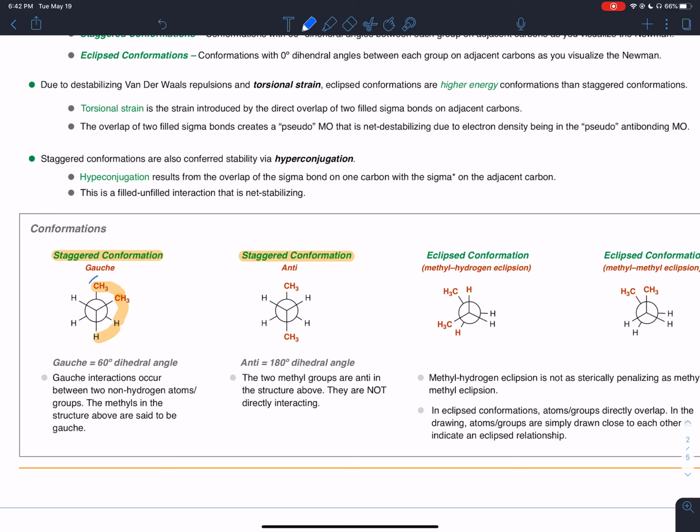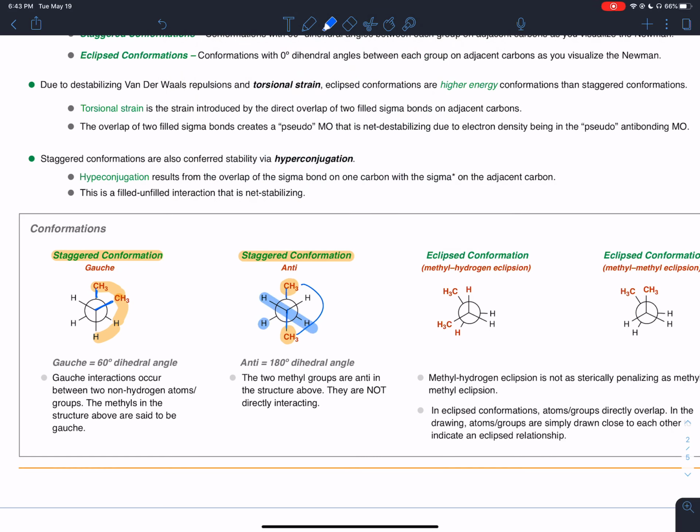And we would say that these two methyl groups have a 60-degree dihedral angle. The angle between those groups on adjacent carbons, if we looked at their two bonds, is 60 degrees, okay? Whereas notice how the methyl groups, the angle between those two bonds would be 180 degrees. When two groups are 180 degrees apart, we refer to them as having an anti-relationship. In this Newman projection, the two hydrogens here are anti, and the two hydrogens here are anti.